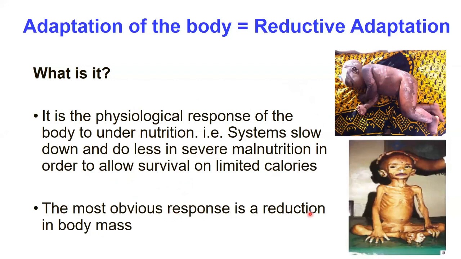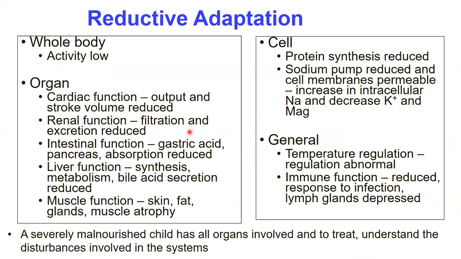And of course, the obvious response is reduction in the body mass. This affects all the systems in the body, so the whole body activity is low. All organs: the cardiac function, meaning the output, stroke volume, all these are reduced. The kidney or renal function, the filtration rate, the excretion, all these are reduced. The intestinal function, the gastric acid, the pancreas, the absorption, all these are affected. The liver functions, whether synthesis, metabolism, balances, all these are reduced. The muscle, skin, fat, glands, they atrophy or reduce in size in an effort of enabling the cell to continue hanging on.